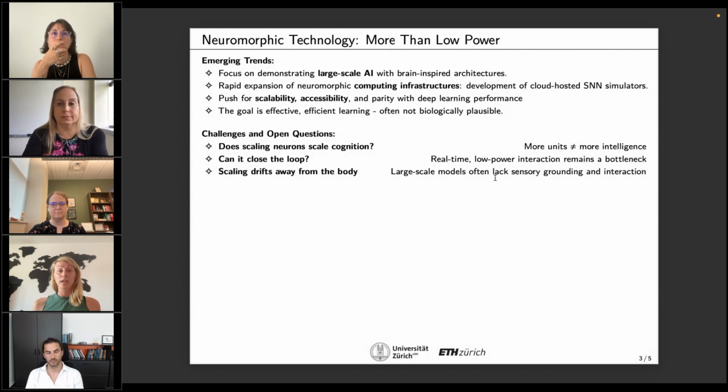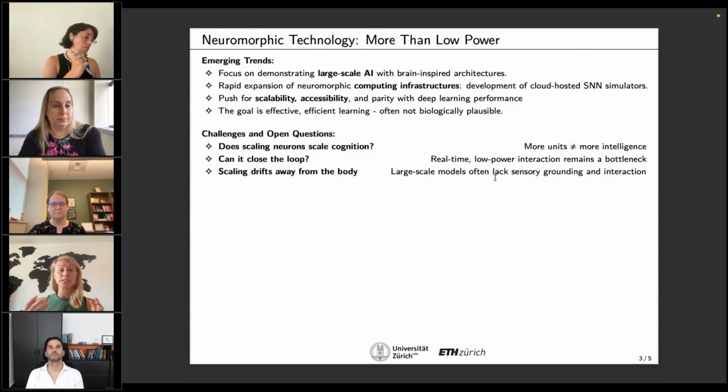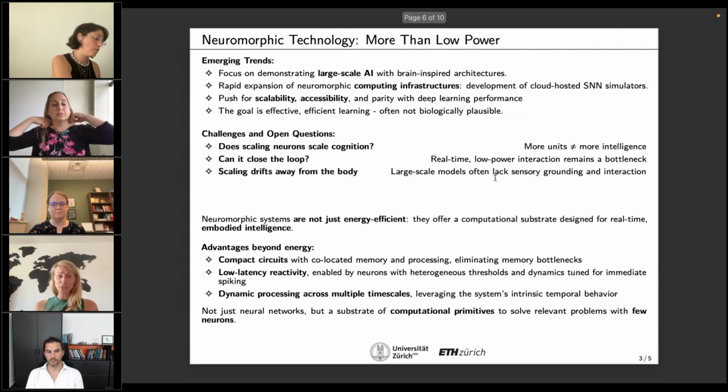And at the same time, if you want to do something that is far away from the body, is it really true? So we have this disembodiment. We miss the brain and body dyad, right? So there is something that is not connected anymore. There is something that we don't have in our body. That's why my view is that neuromorphic is something that is more than just energy efficient, right?